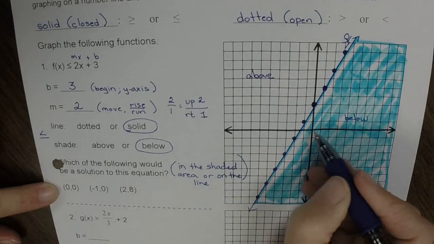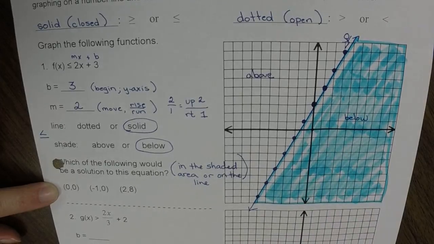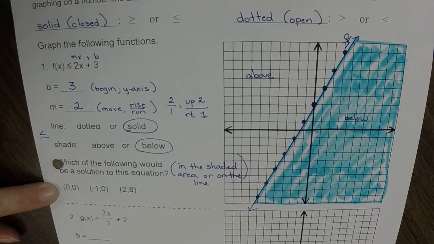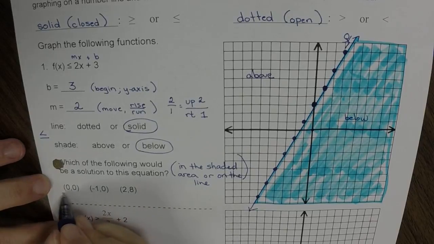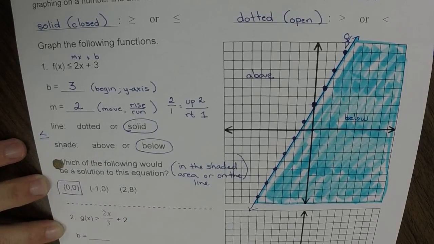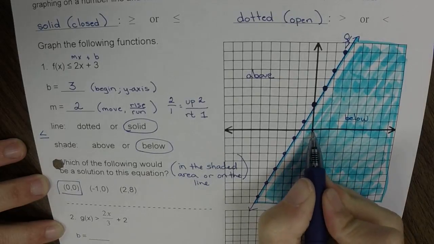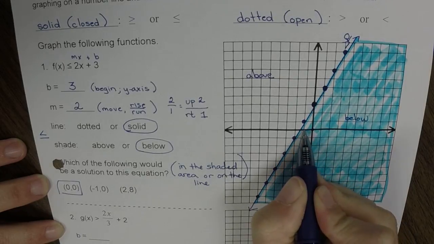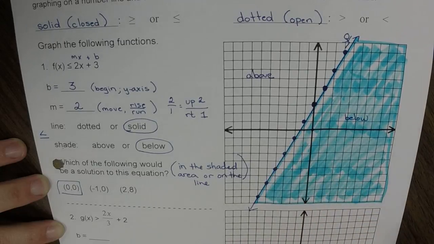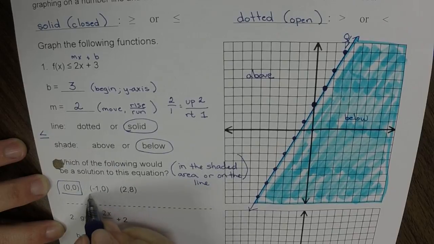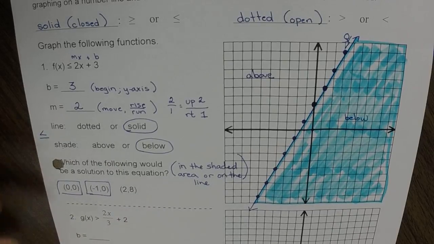So is 0, 0 a solution? Well, let's look. Is 0, 0 in the shaded area or on the line? Yes. So this would be a solution. What about negative 1, 0? Well, if I look, here is negative 1, 0. So that would also be in the shaded region. So yes, this would be a solution.